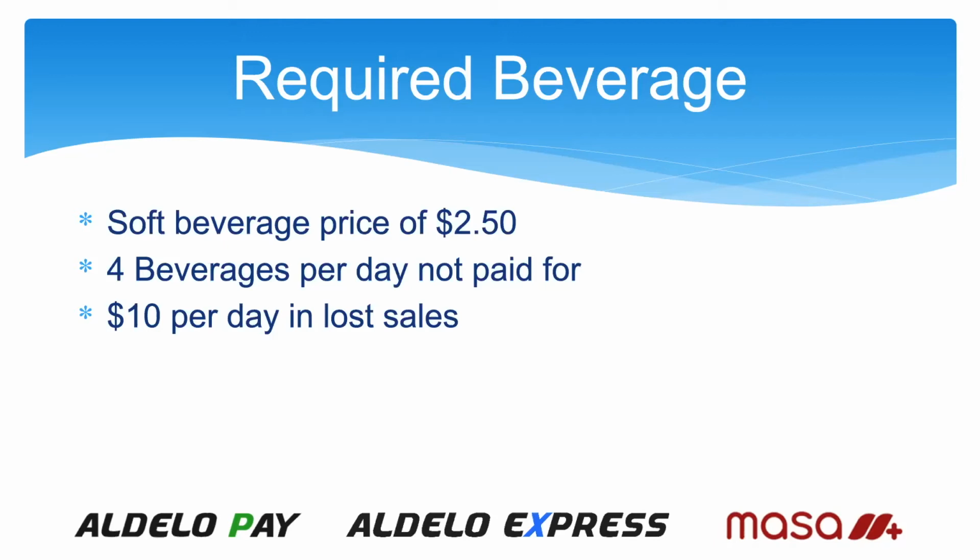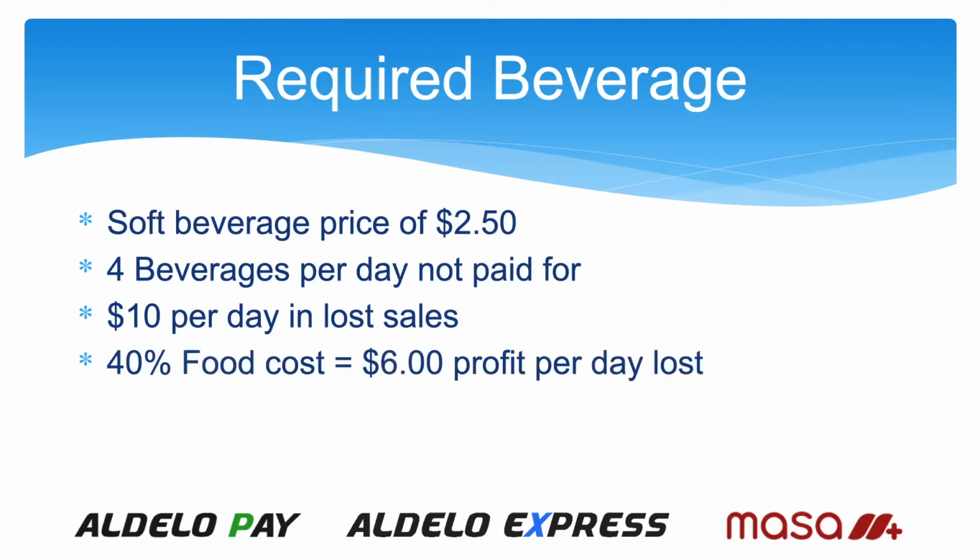The cost of the product, the cost of the food is already in this $10. They're paying for it. Then you have, let's say, a 40% food cost. And again, the restaurant owner is going to say, my food cost on soft beverages is a lot better than 40%. But okay, let's go ahead with your 40% number.